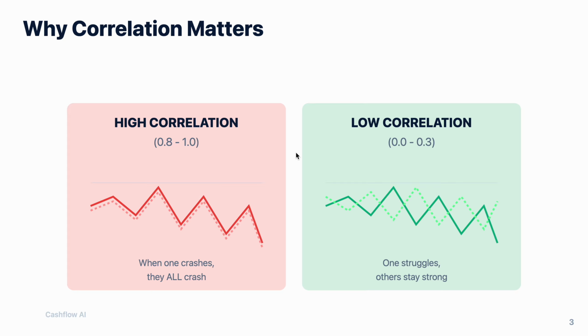Why correlation matters so much is because if you have all your bots with extremely high correlation, well, when one crashes, they all crash. You can see if this red line is one bot and this dotted line is another bot, they basically follow the same pattern, versus ones that have low correlation. So you have two strategies. One of them is this green dotted line. The other one is a solid line. You can see when one of them goes up, the other one goes down. And so this acts as a really good hedge at very low correlation. So when one struggles, the other one stays very strong.